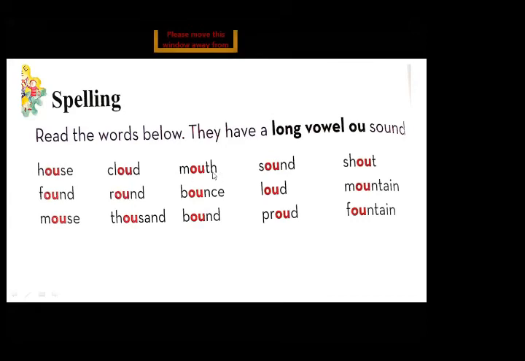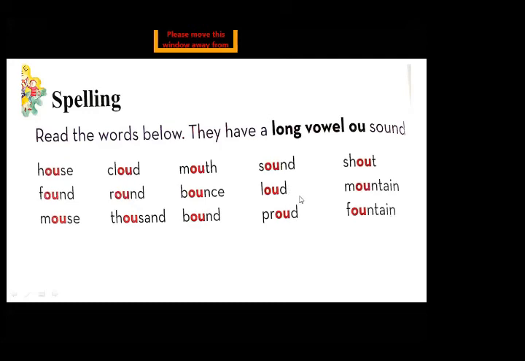cloud, mouth, sound, shout, found, round, bounce, loud, mountain, mouse, thousand, bound, proud, fountain. I'm repeating again. House, cloud, mouth, sound, shout, found, round, bounce, loud, mountain, mouse, thousand, bound, proud, and fountain.